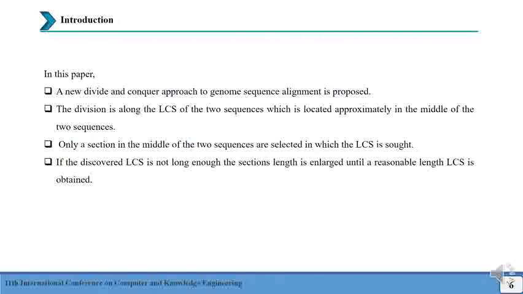In this paper, a new divide and conquer approach to genome sequence alignment is proposed. The division is along the longest common subsequence of the two sequences, which is located approximately in the middle of the two sequences. Only a section in the middle of the two sequences is selected in which the LCS is sought. If the discovered LCS, or longest common subsequence, is not long enough, the section length is enlarged until a reasonable length LCS is obtained.